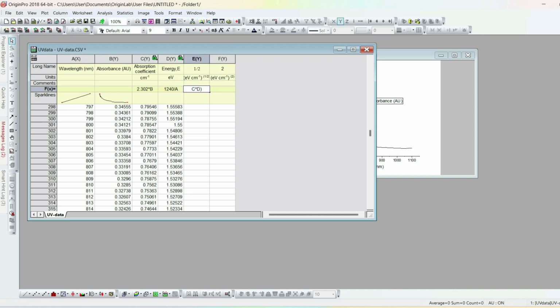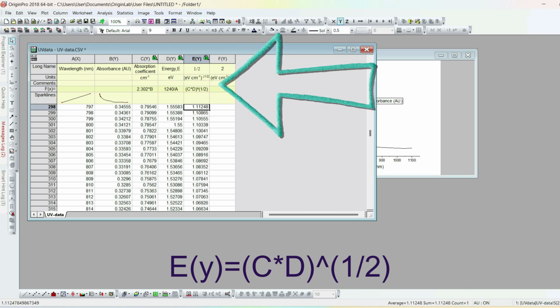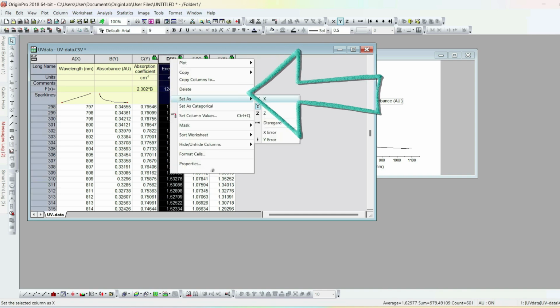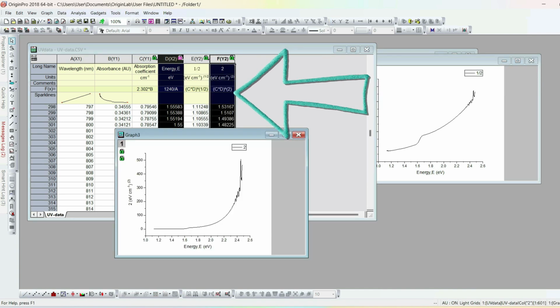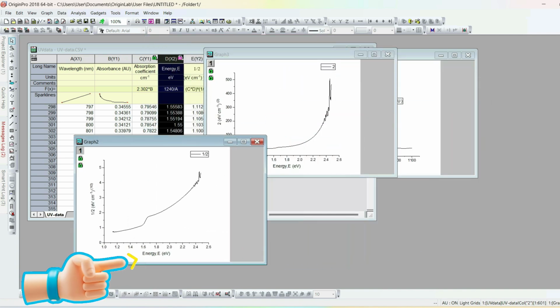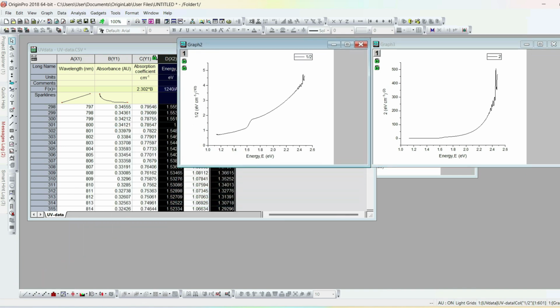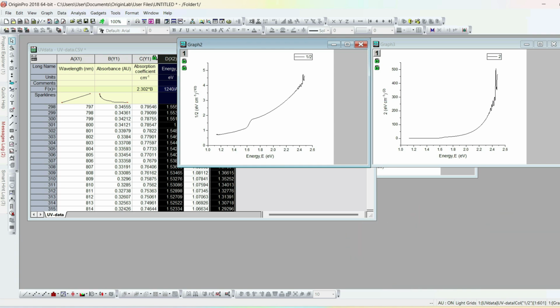Next, E of y is equal to C into D raised to 1 by 2, and F of y is equal to C into D raised to 2. Plot first D and E, and then D and F. Before that, make D as X. By comparing these two graphs, see which one shows the best fit for the linear region extrapolation, that is, 2 or 1 by 2. Which one is more suitable? So this is more suitable, and focus on this graph.